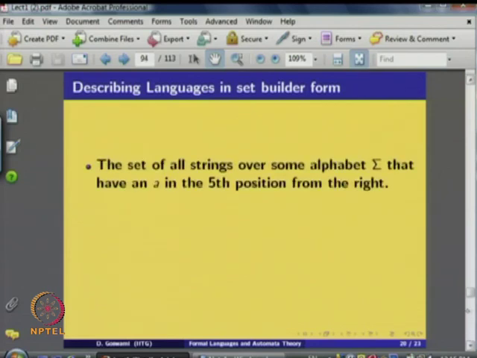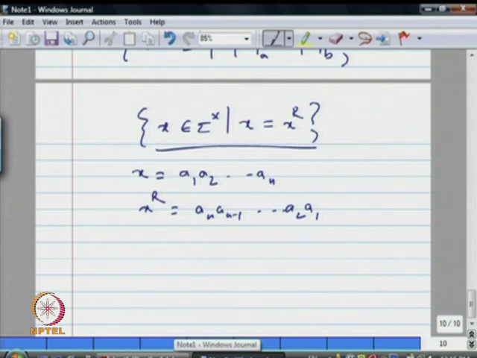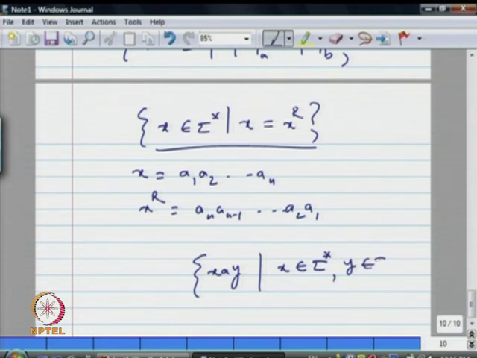Similarly, one can find out the set builder form for all these languages. Say, the set of all strings over some alphabet sigma that have an a in the fifth position from the right. In this case, we can write it as x a y, since a must appear in the fifth position. The set of all strings of the form x a y, such that x may be any string from sigma star, y may be any string from sigma star, but with the condition that the length of y must be equal to 4, since a must appear in the fifth position from the right.